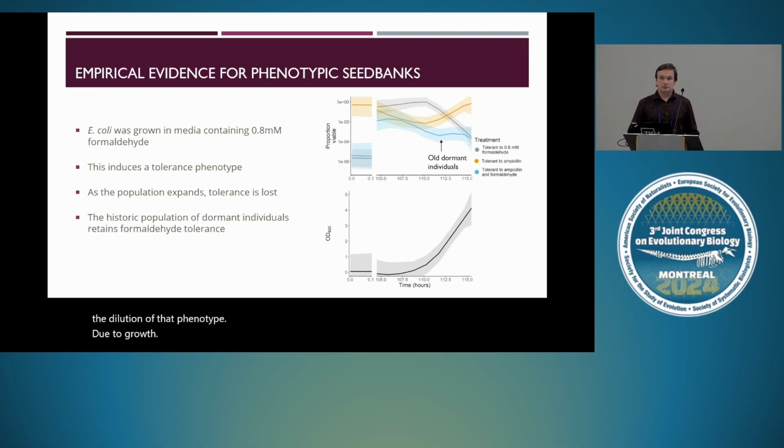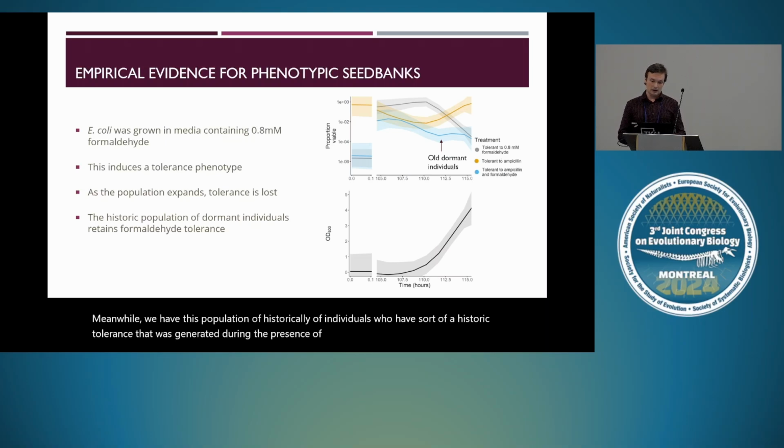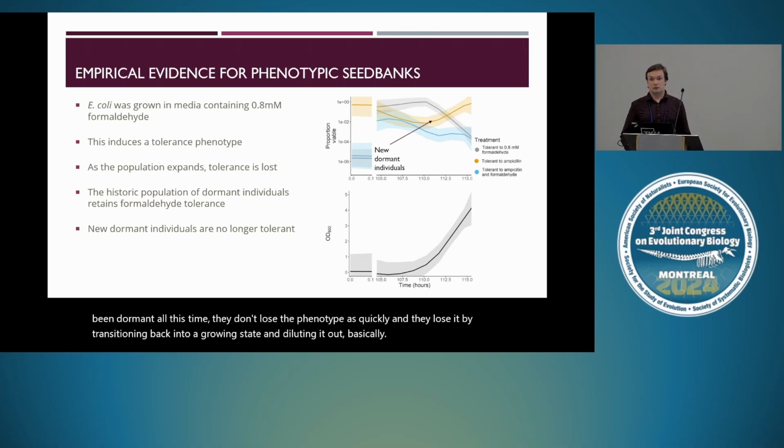Meanwhile, we have this population of individuals that have sort of a historic tolerance that was generated during the presence of formaldehyde. And because they've been dormant all this time, they don't lose the phenotype as quickly, and they lose it by transitioning back into a growing state and diluting it out, basically. Newly formed persister individuals, however, do not have any tolerance to formaldehyde because they were formed after the formaldehyde has all been depleted, and so they're completely naive to formaldehyde and have no tolerance to it.